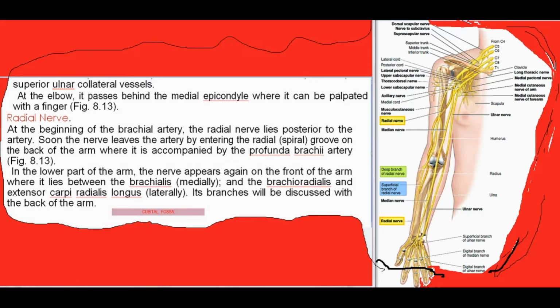At the beginning of the brachial artery, the radial nerve lies posterior to the artery. Soon the nerve leaves the artery by entering the radial (spiral) groove on the back of the arm, where it is accompanied by the profunda brachii artery, Fig 8.13. In the lower part of the arm, the nerve appears again on the front of the arm, where it lies between the brachialis medially, and the brachioradialis and extensor carpi radialis longus laterally. Its branches will be discussed with the back of the arm.